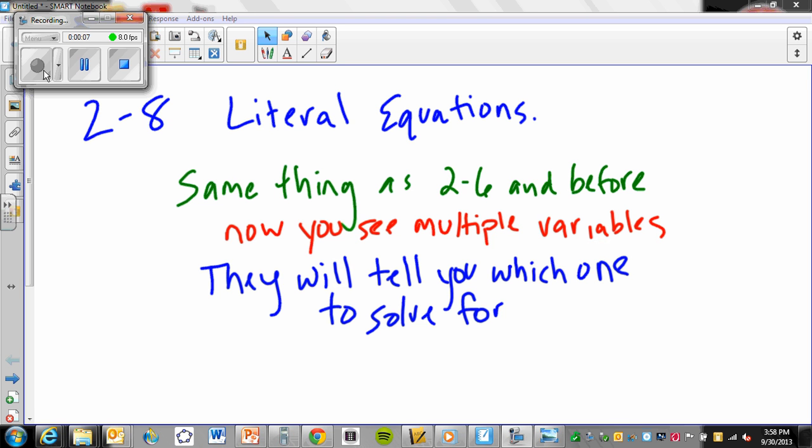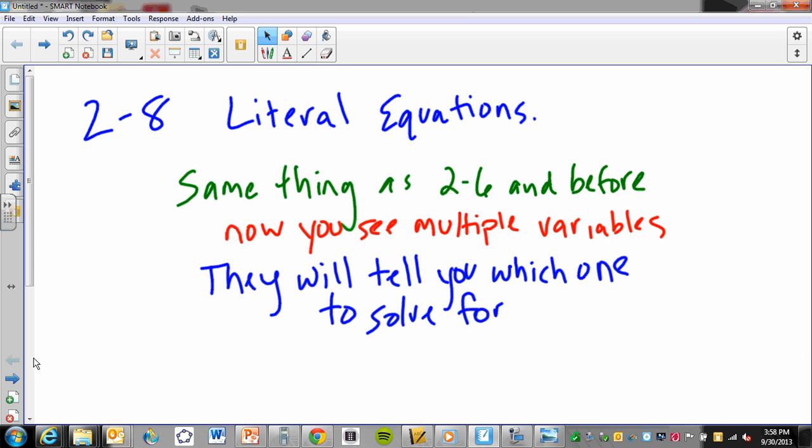We are only doing the literal equations part of this. It's virtually the same thing as what we've been doing in 2-6 and 2-4 and 2-3 and then back in chapter 1 and all that jazz. But now you're going to see multiple variables, and they will tell you which one you need to solve for.